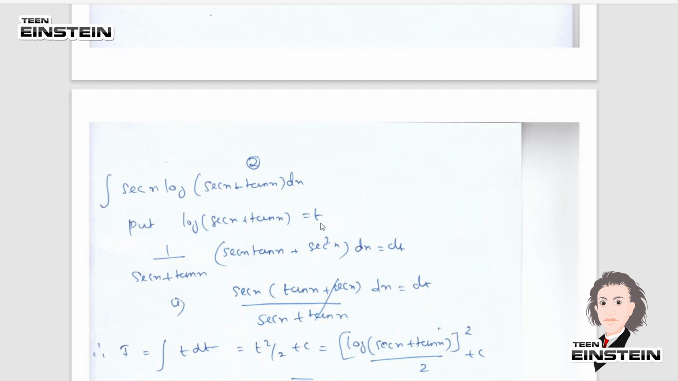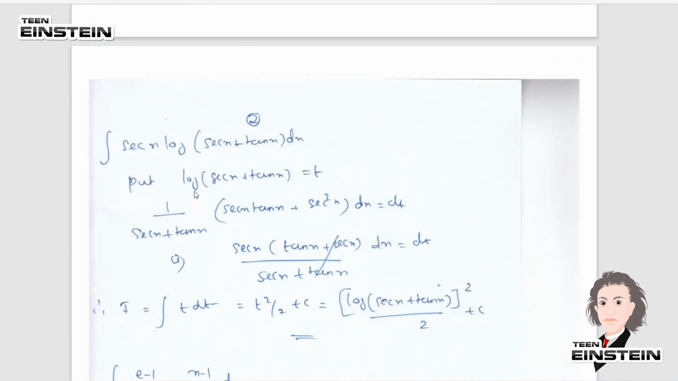What is the differentiation of log of secant x plus tan x? Differentiation of log x is 1 by x. So in the place of x, I am having secant x plus tan x, so 1 by secant x plus tan x. First differentiate the logarithmic function, which gives 1 over the given function, secant x plus tan x.